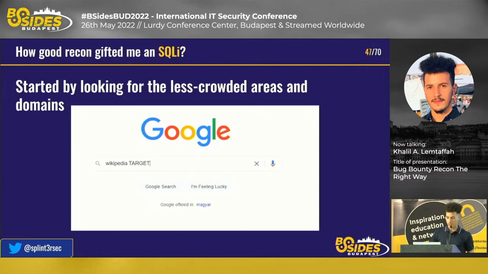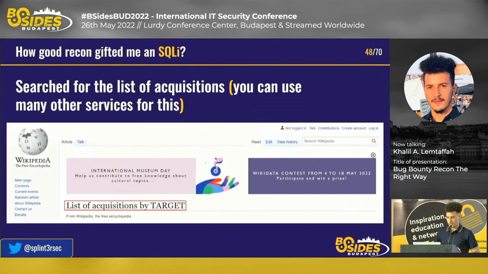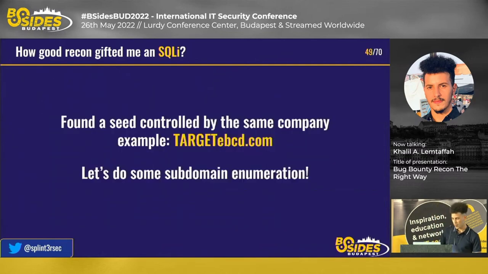I just picked the target, and I started looking for the less crowded areas and domains. I put Wikipedia, space, the name of the target, on Google. Then I went to the Wikipedia page of that target, and I searched for the list of acquisitions that are owned by that target. You can use many other services for this, not just Wikipedia. And I found a seed which is controlled by the same company, say, for example, target ebcd.com.